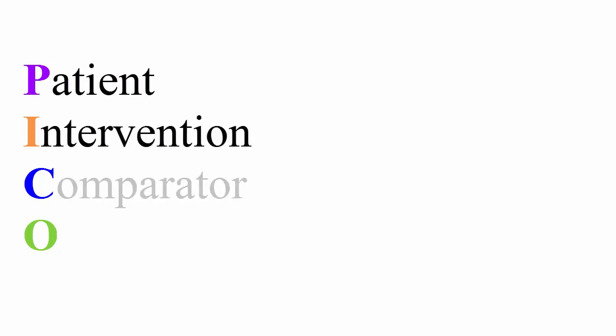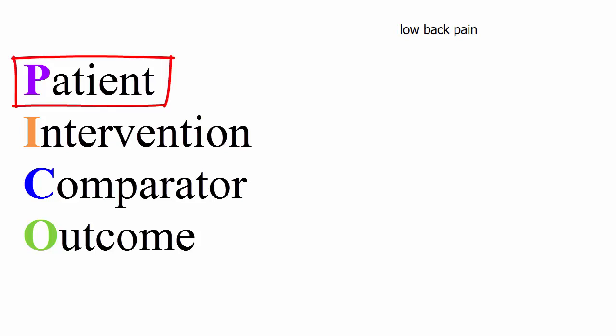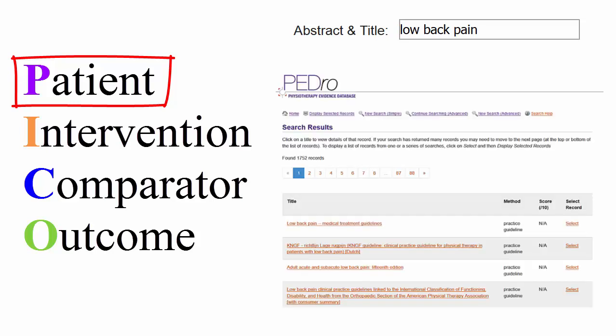The first strategy we will discuss is formulating a PICO question to guide your search. PICO stands for Patient, Intervention, Comparator, and Outcome. For example, the most common PEDro search from our study was low back pain. This uses a single PICO element, the patient. If you enter low back pain in the abstract and title field of the PEDro Advanced Search page, it returns over 1,700 articles. This is an overwhelming number of articles. It is not possible to read this many articles.